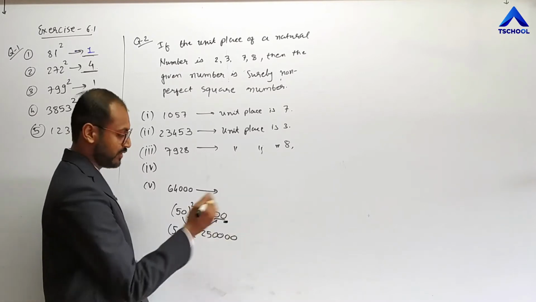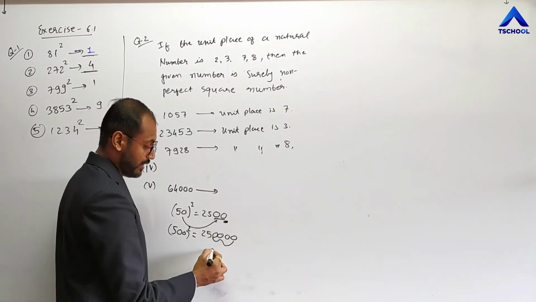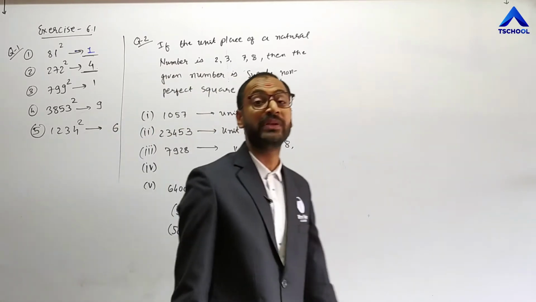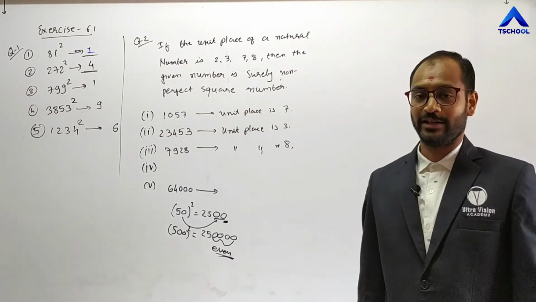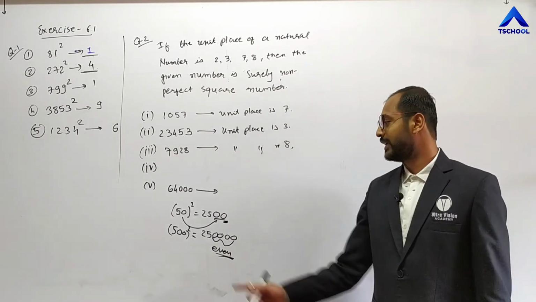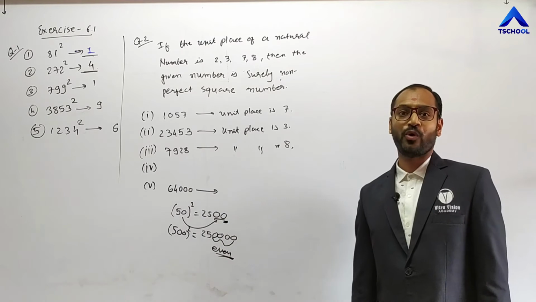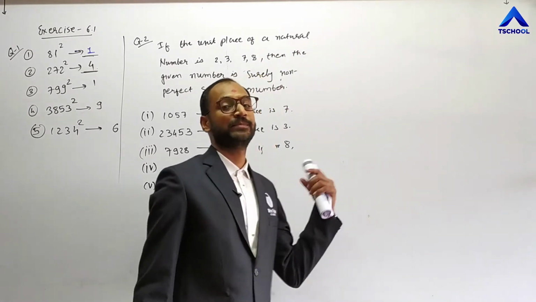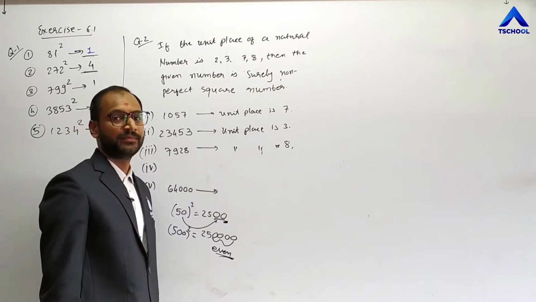And we know that twice of any number is always even. That means the number of zeros should be even. The number of zeros should be even. But here, the number of zeros is odd. Hence we are saying that this number is surely a non-perfect square number.